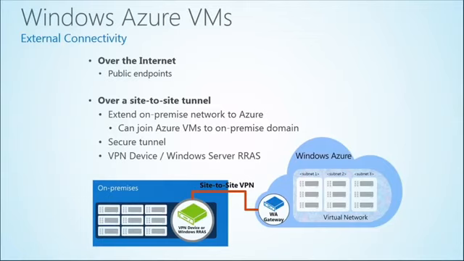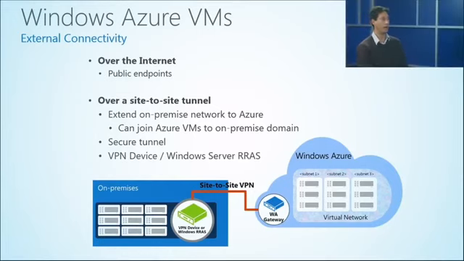The site-to-site tunnel will also allow you to join those virtual machines in Azure to your on-premise domain. It will allow you, for example, to extend all of those domain policies that you have, for example, how often passwords need to change, into Windows Azure as well. A site-to-site tunnel is secure as well. So if you want to have, for example, an encrypted channel between on-premise and the cloud, you can use the tunnel for that as well.